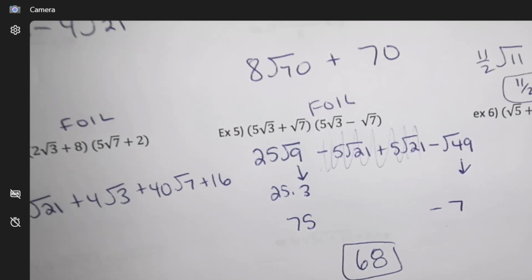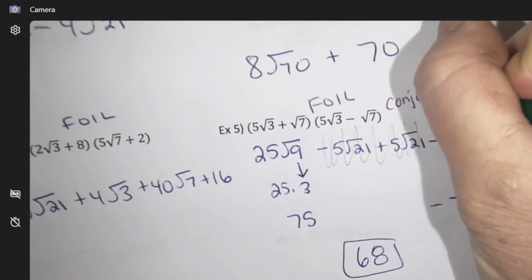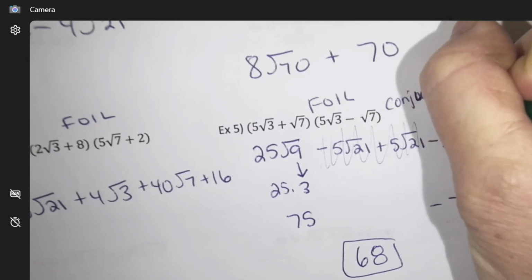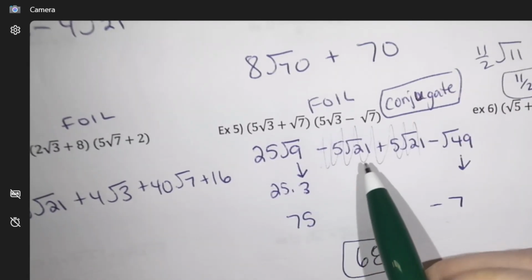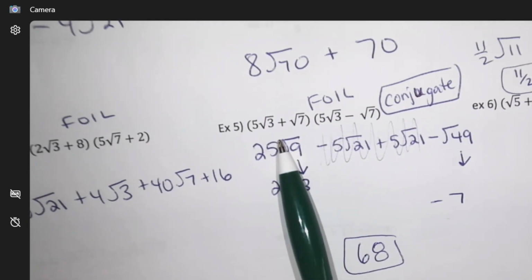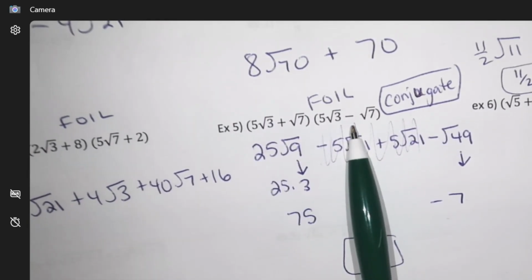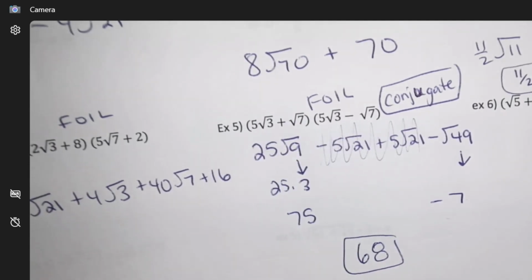Okay, we're going to learn this. This is a special thing. This is called conjugate. Those are called conjugates of each other. So what's the definition of a conjugate? Do you notice how in the brackets, the bracket parts are the same except plus minus?